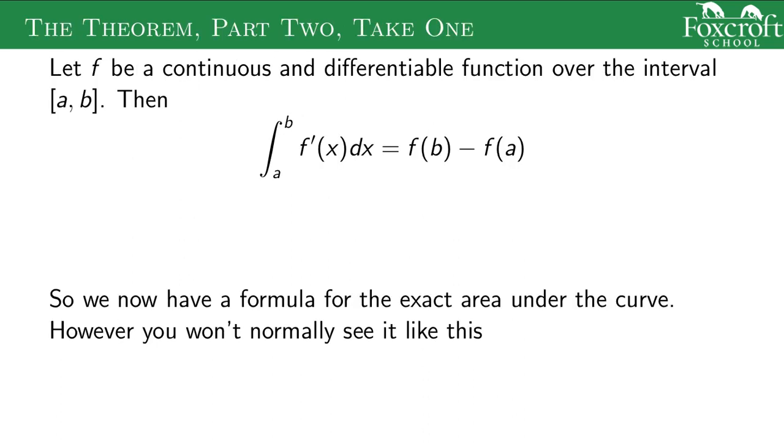If f is continuous and differentiable, then this formula holds true. If I take the integral of the derivative from a to b, I just take f of b and subtract f of a. So it's just the accumulation and change formula, but I move that f of a to the other side, and I get that the exact area under the derivative is f of b minus f of a. This isn't how we're normally going to see the equation, but this is the basic idea.